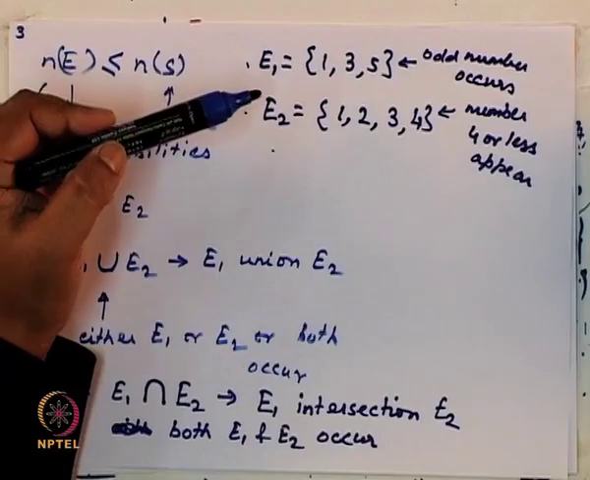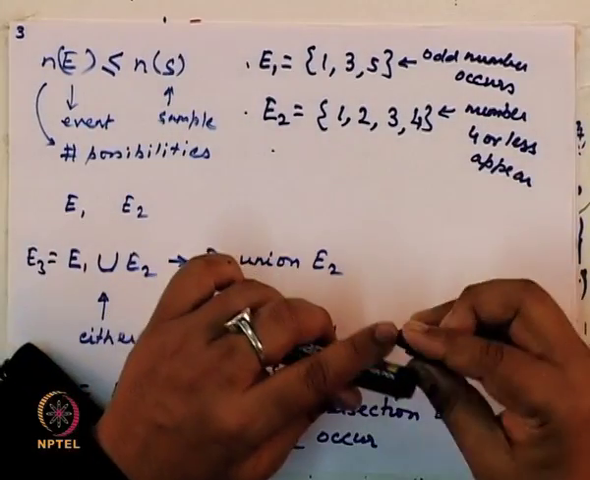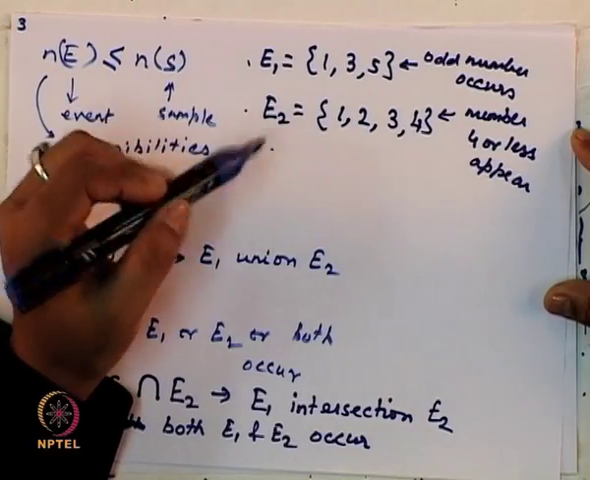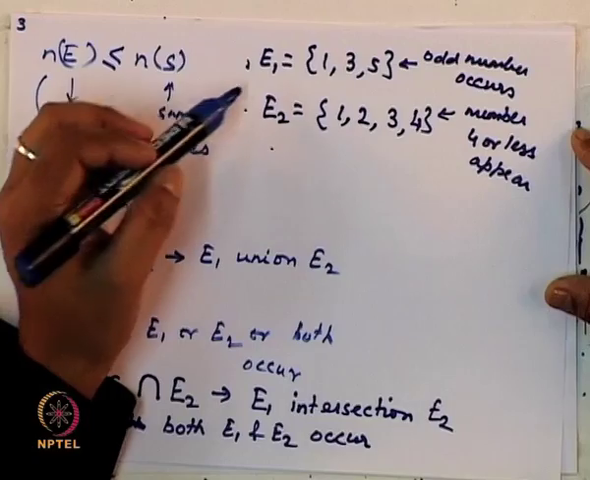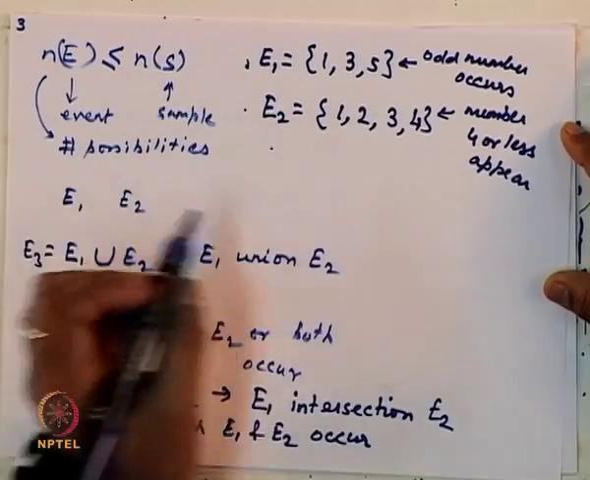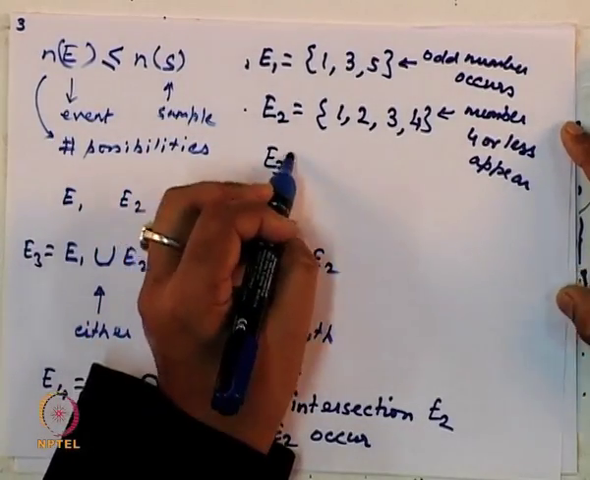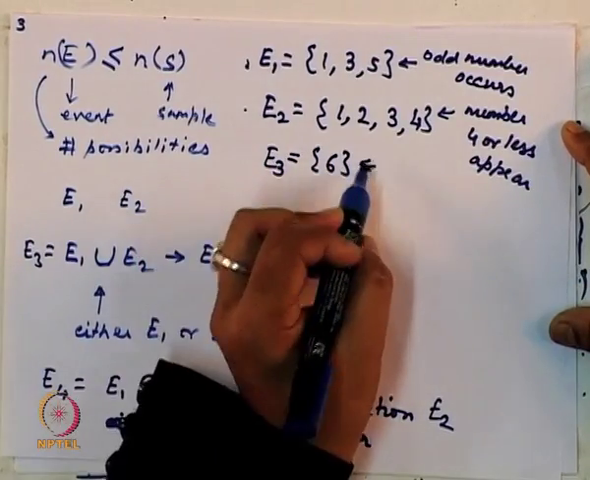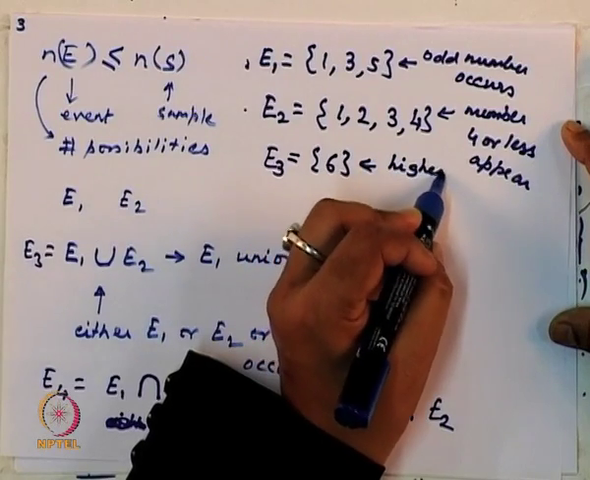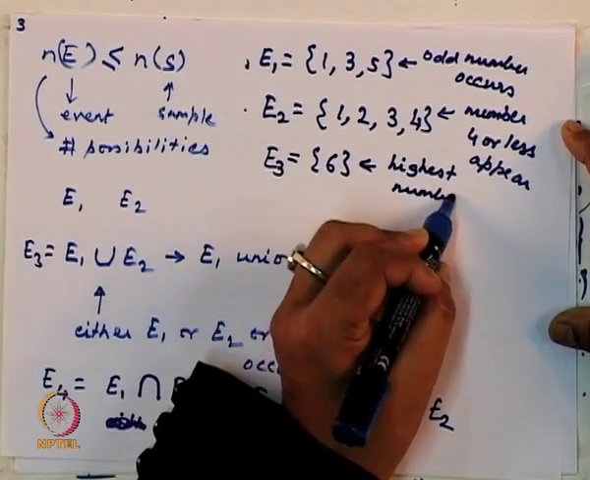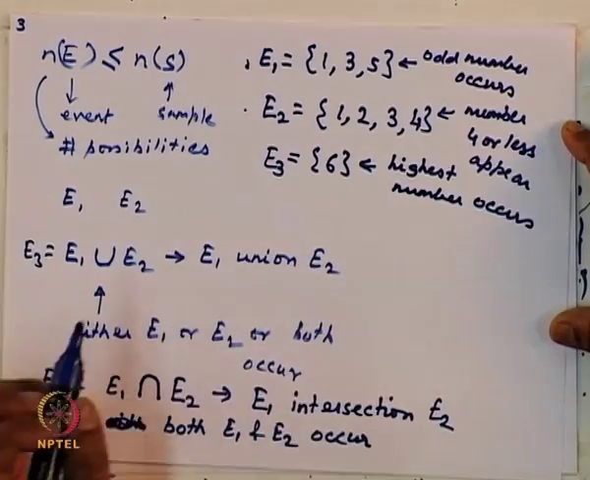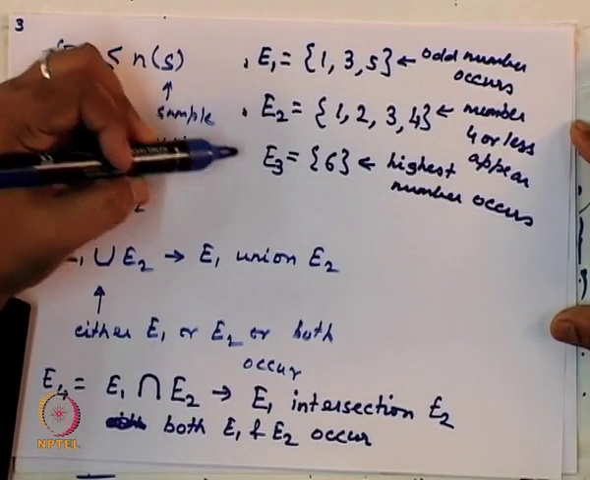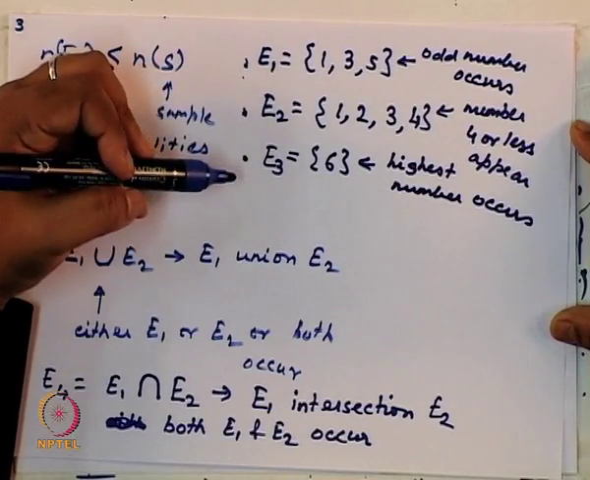So, that gives you a clue that depending on how you define an event, you can have multiple possibilities and there might be overlap, as in this case. Or let us say I define an event E3 as the highest number appearing, which is nothing but 6. In this case there is nothing in common between E2 and E3 or E1 and E3.